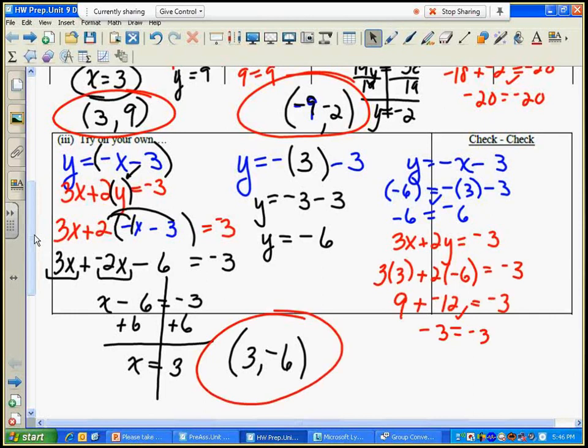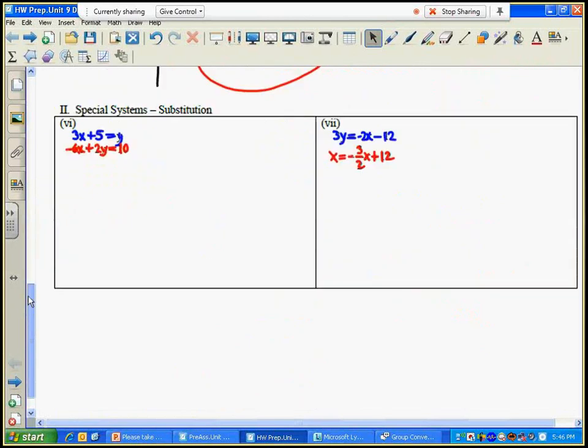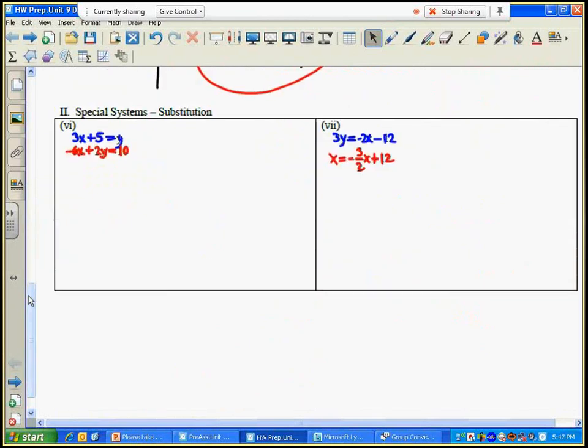Okay, a couple more examples I want to talk about, then I'll leave you guys alone. Come down here to Roman numeral 2 with special systems. These are going to be ones where as we begin to work them, something weird is going to happen. We're not going to be able to finish the problem. So let me explain what I'm talking about.